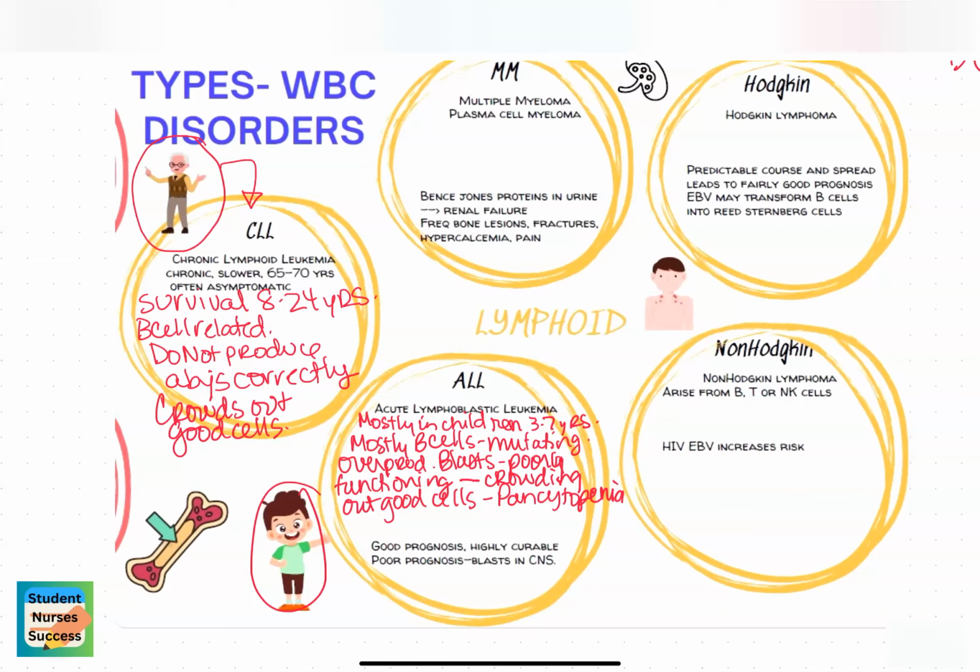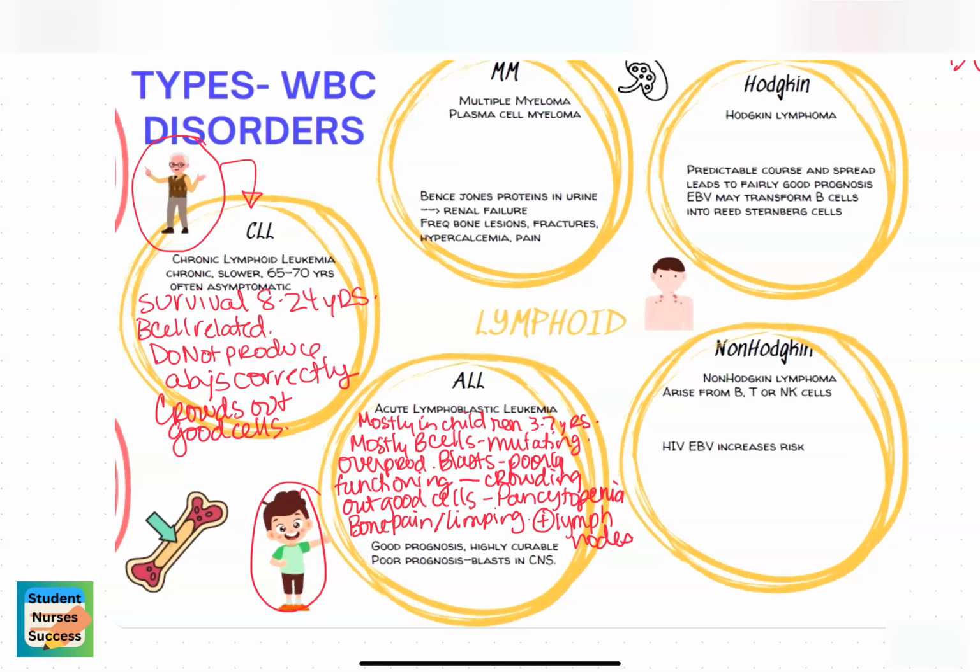Other manifestations that you may see in children besides the pancytopenia is bone pain and limping. It's pretty common for kiddos to just start complaining of leg pain and limping. And you also may see lymphadenopathy or positive lymph nodes.